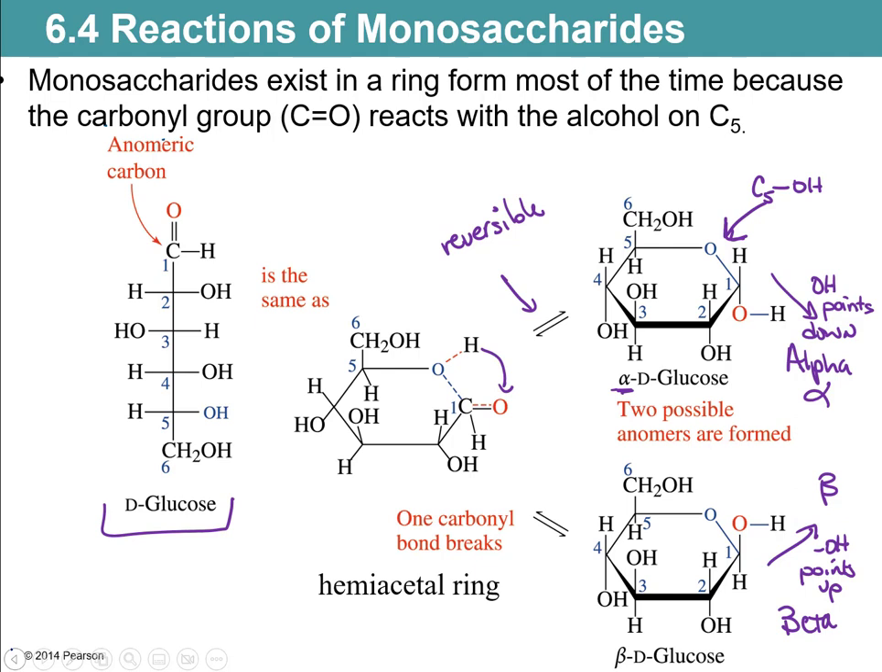See the one right here? This one. Off of carbon one. See how that one's pointing down? And then here, it's pointing up. So the OH here is angled downward. Here, the OH is coming up. So if it's pointing down, that's alpha. If it's pointing up, that's beta. So that is why they would call that alpha D-glucose or beta D-glucose. Alpha D-glucose tells you the alcohol group is pointing down off of carbon one. Beta D-glucose means the alcohol group is pointing up.